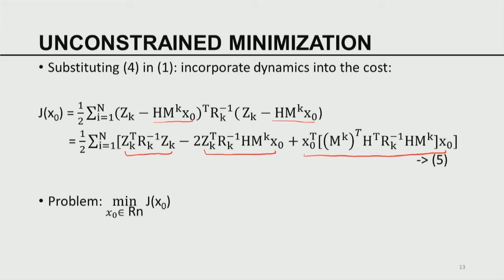Even though the expressions are a little bit more complicated than the ones in the static case, essentially we are dealing with a constant term, a linear term, and a quadratic term. So the essential structure has not changed, even though the form of the expressions has changed. My job is to minimize g of x_0, where x_0 belongs to R to the power n. So this is an unconstrained minimization problem.